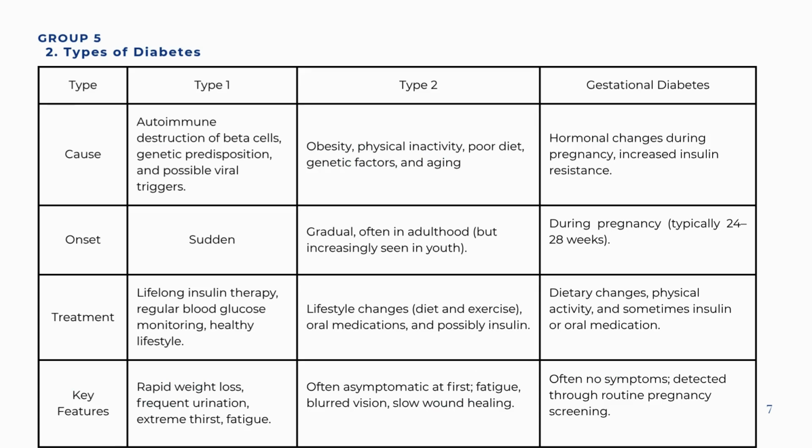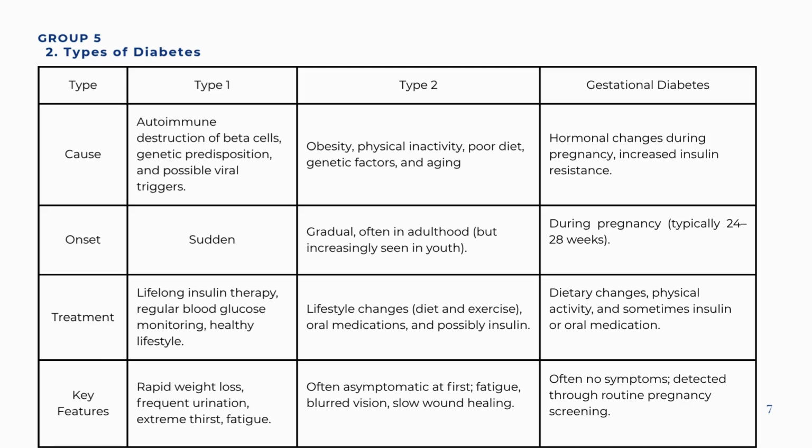We have three types of diabetes. First, we'll talk about the cause. The first kind of diabetes is caused by the autoimmune destruction of beta cells, genetic predisposition, and possible viral triggers. About onset, it was studied. The treatment for this type of diabetes is lifelong insulin therapy, regular blood glucose monitoring, and a healthy lifestyle. The key features are rapid weight loss, frequent urination, extreme thirst, and fatigue.